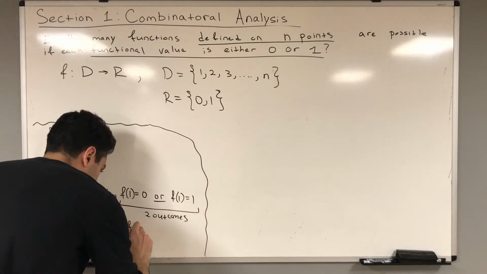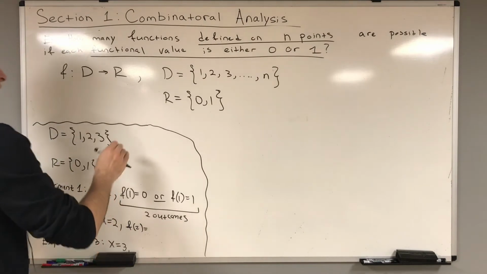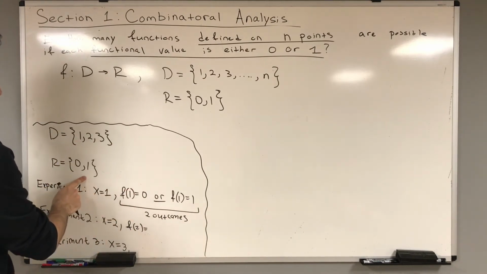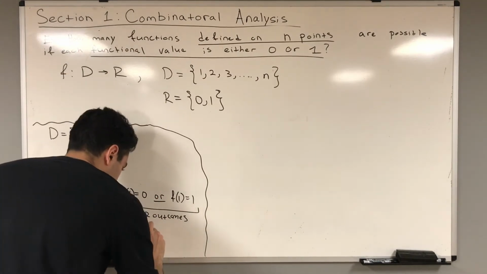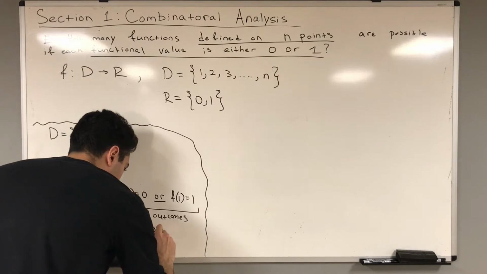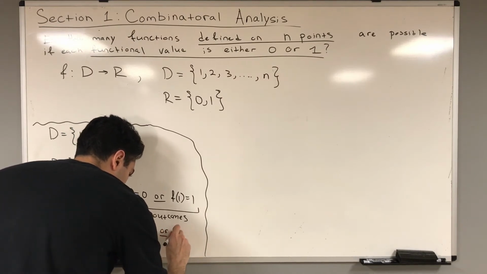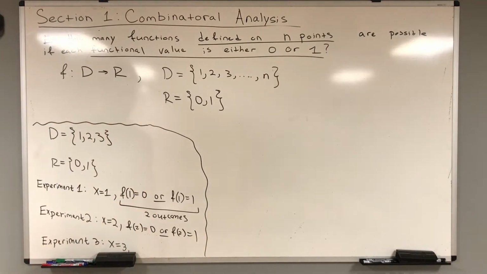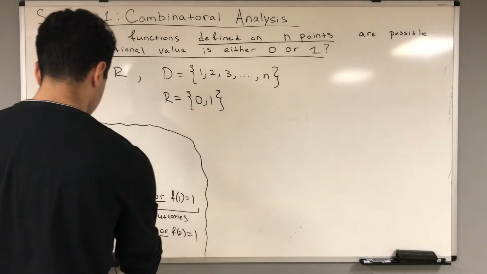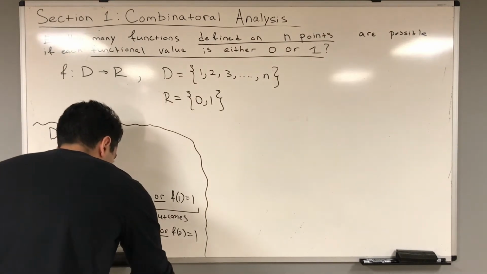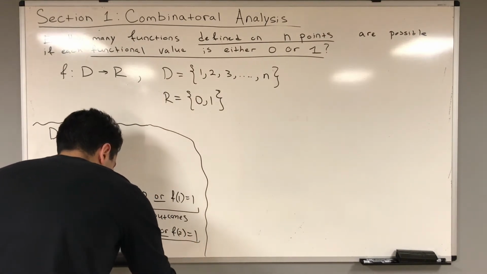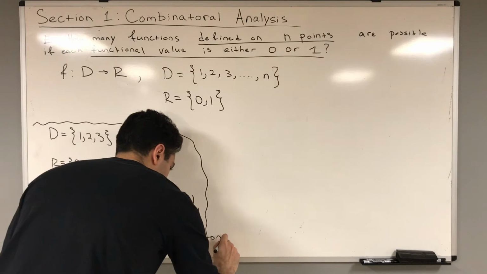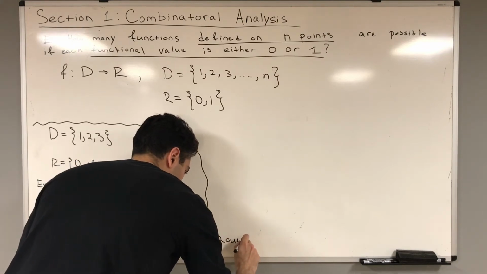Now, what if our input is 2? Well, again, you could get either a 0 or a 1, right? Because our range is only 0, 1. So when you input 2, you could get a 0, or you could get a 1. Again, 2 outcomes, right, for experiment 2. So I'll write 2 outcomes here.